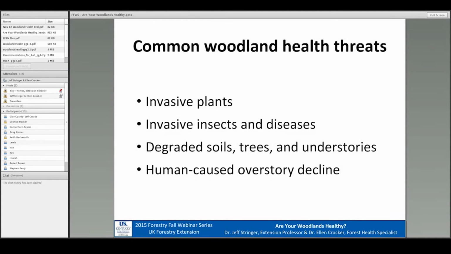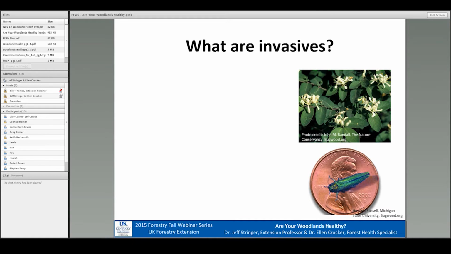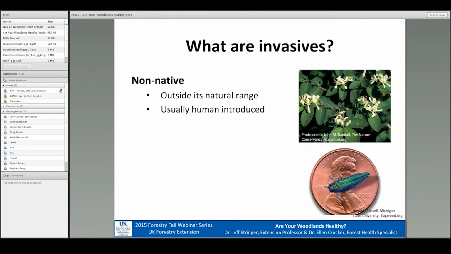So to begin with, I just want to give an overview of what invasive species are. We talk a lot about them and kind of what are the common threads and why are they so problematic. So in these pictures here, you've got bush honeysuckle on the top, an invasive plant, and the emerald ash borer on the bottom. And when we think about invasives, they're typically non-native. So they're from somewhere else. They're outside of their natural range, and this is usually because of a human introduction. So for some reason, people have brought them there.